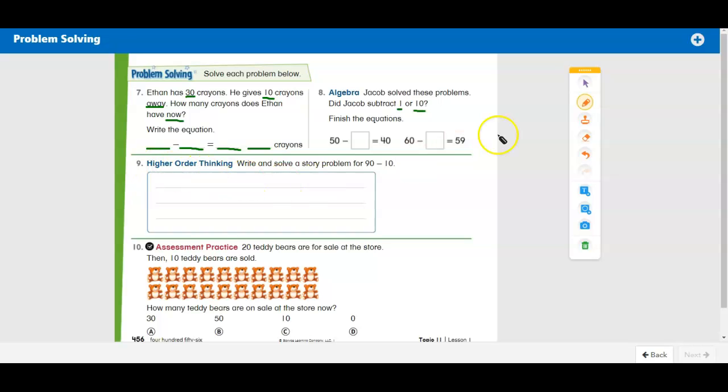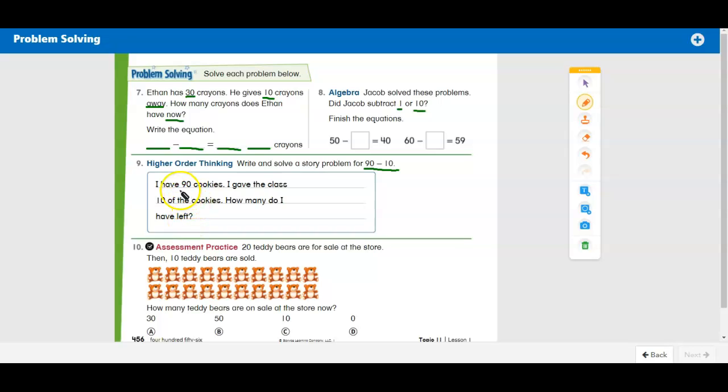For number 9, you get to make up your own story problem. Our directions say write and solve a story problem for 90 minus 10. In your story problem, you have to use both numbers and say that you are subtracting or taking away. I will write my example of my story problem, then show it to you. For my story problem, I wrote, I have 90 cookies. I gave the class 10 of the cookies. How many do I have left?